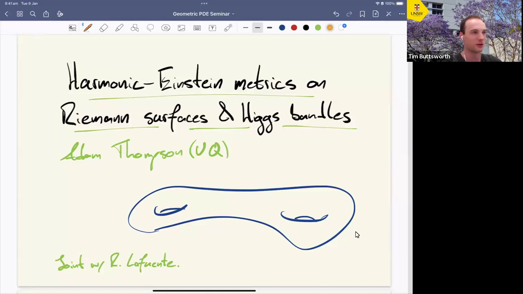Adam has listed, I suppose, his affiliation as UQ, although technically he's not affiliated at the moment because he's just finished his master's at UQ and he's flying to Germany next week to start his PhD there. Adam has agreed to talk to us on Harmonic-Einstein metrics on Riemann surfaces and Higgs bundles. Thank you very much, Adam.